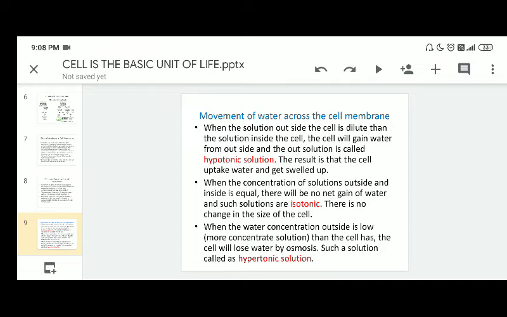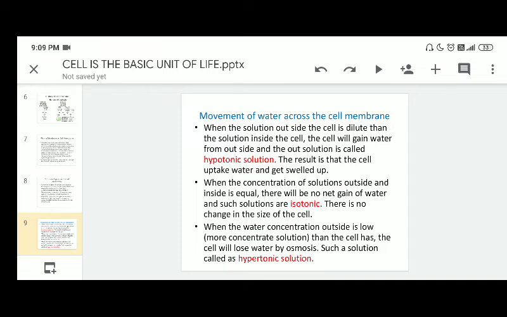When the concentration of solutions outside and inside is equal, there will be no net gain of water, and such solutions are isotonic. That means if 5 molecules make entry, simultaneously 5 molecules will move out. So there is no net gain of water. There is no change in the size of the cell in this case.